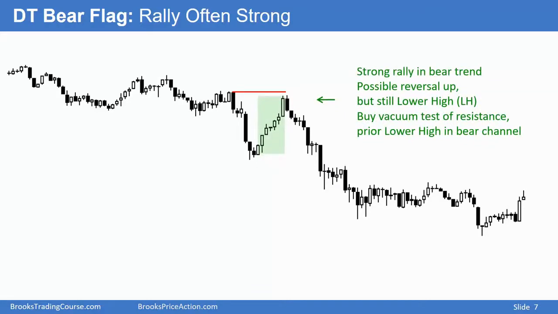So a very strong reversal up, 6 or 7 bull bars, most closing on their highs, but does not get above the prior lower high, so we're still in a broad bear channel. Bears will look to sell this. You can call it a double top bear flag, a low 2 bear flag.